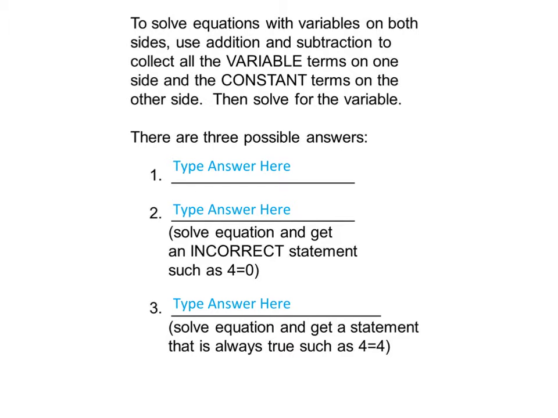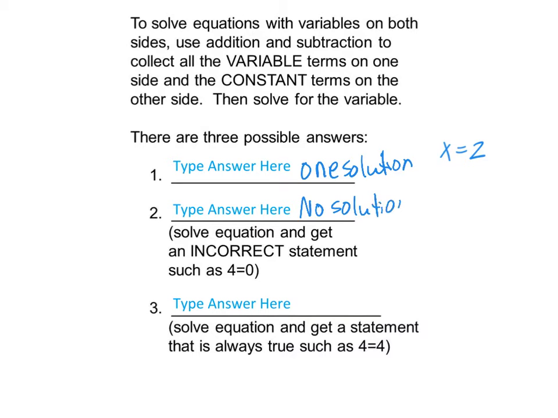All right, there are 3 possible answers to every single equation. One answer is one solution. That's what you've been seeing. One solution gets you something like the variable equals a number. Another way is no solution.